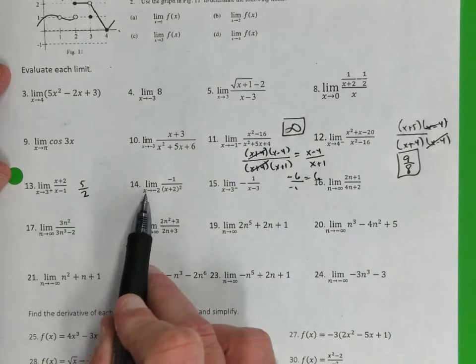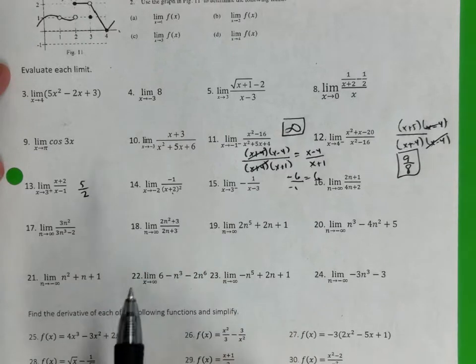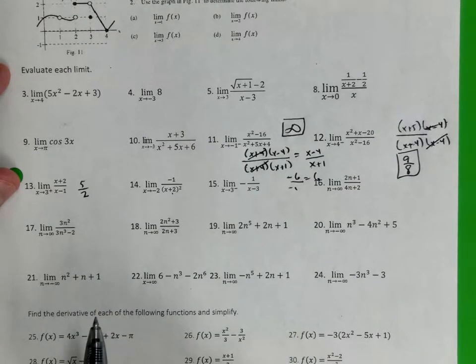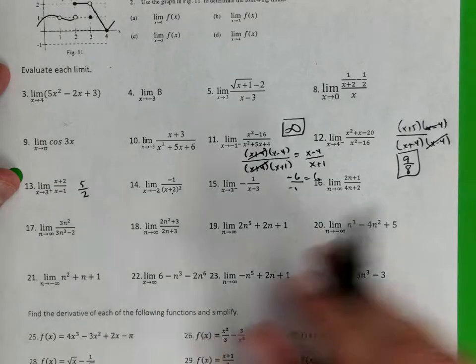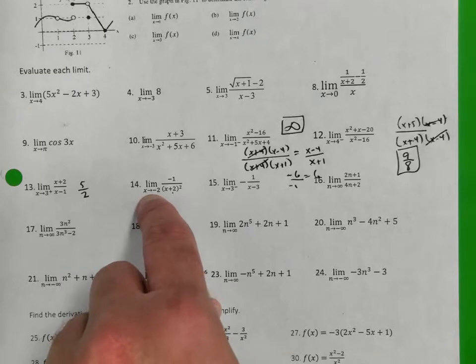On number 14, I plug -2 in. -2 plus 2 gives me 0. Alright, I can't do any of my strategies here. So is this a one-sided or two-sided? One or two-sided? 2. Isn't it two-sided? Does everybody see that?